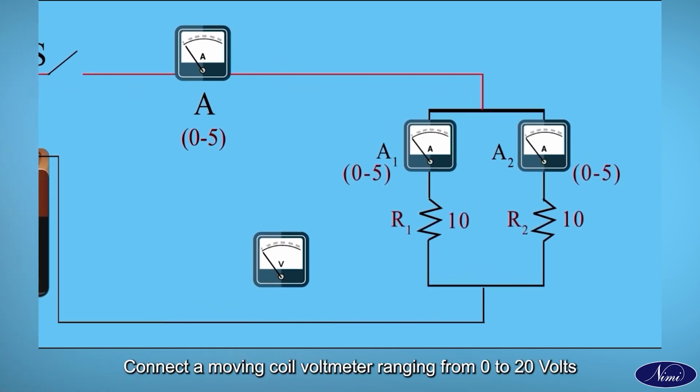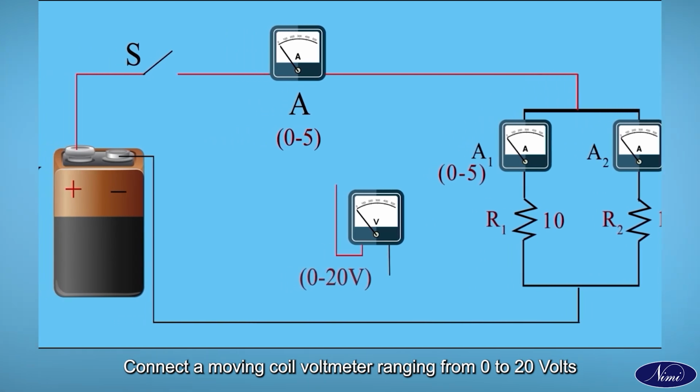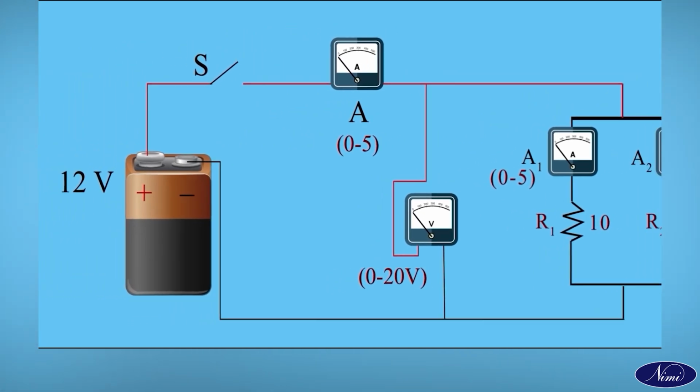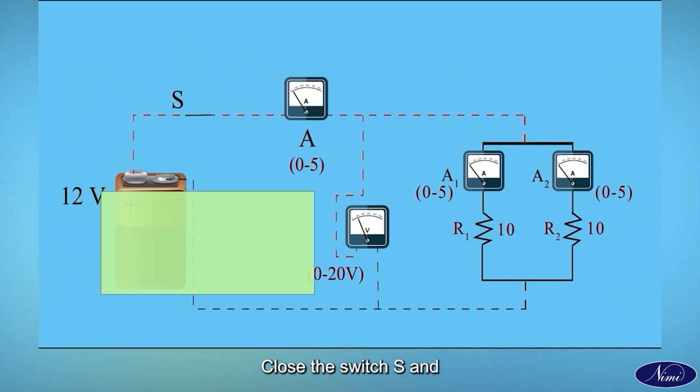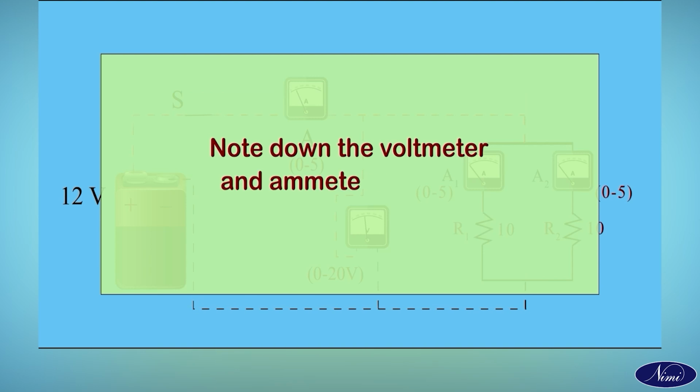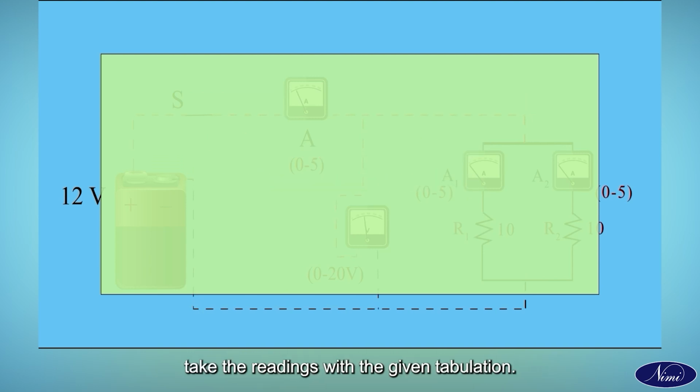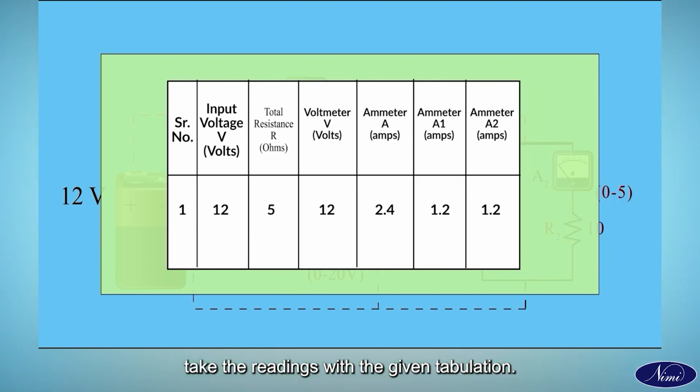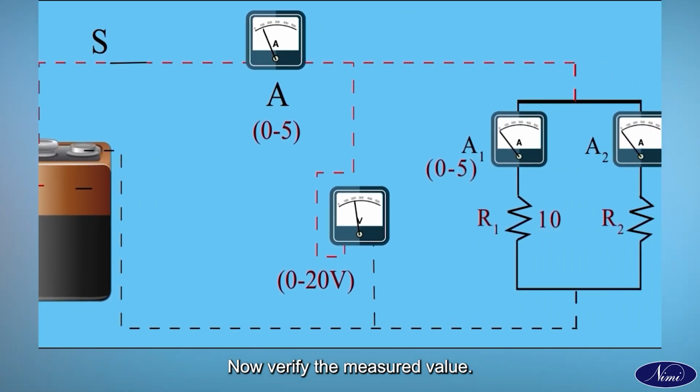Connect a moving coil voltmeter ranging from 0 to 20 volts in parallel to the circuit. Close the switch S and note down the voltmeter and ammeter readings. Check the readings with the given tabulation. Now verify the measured value.